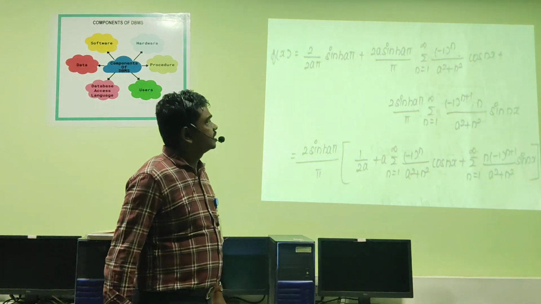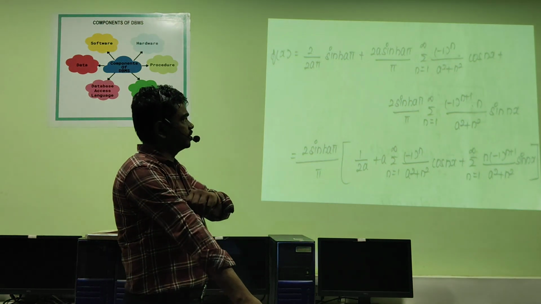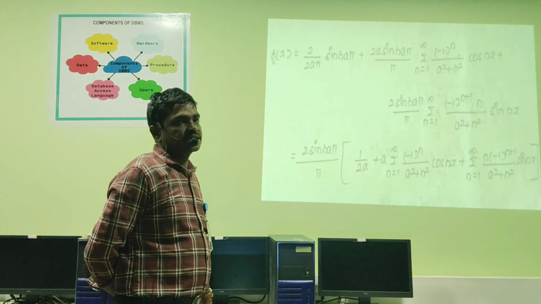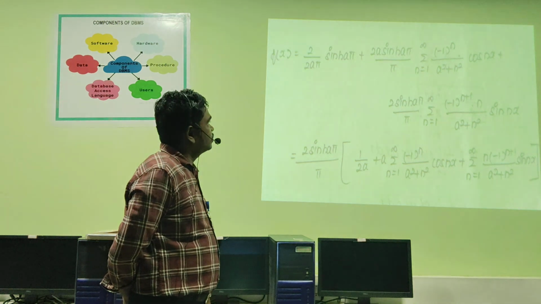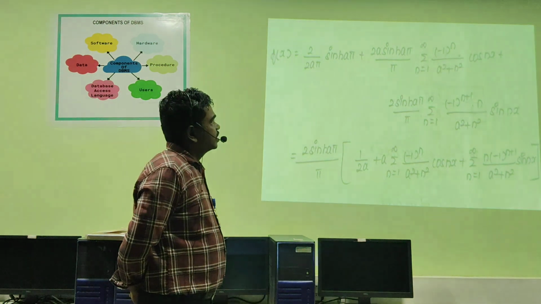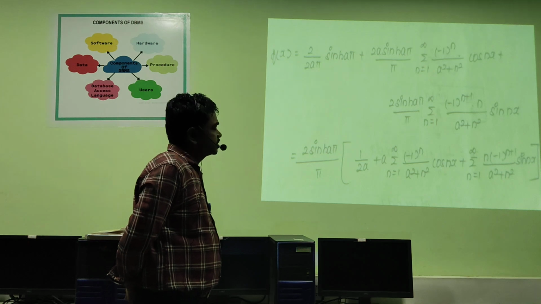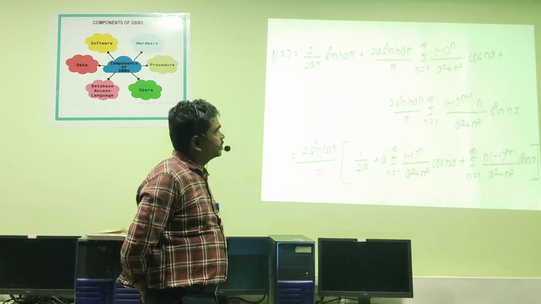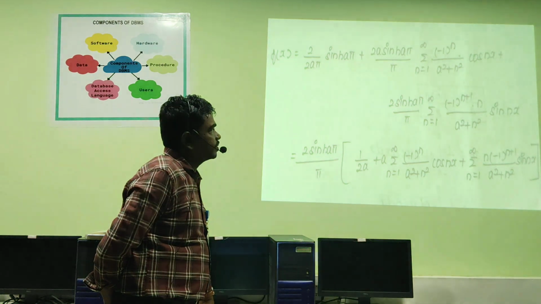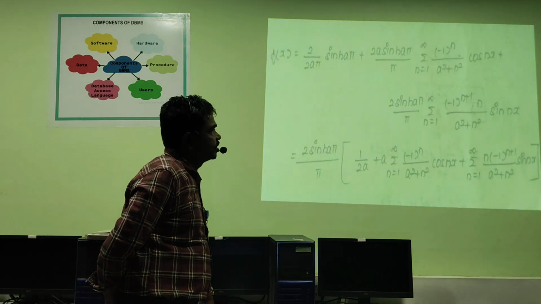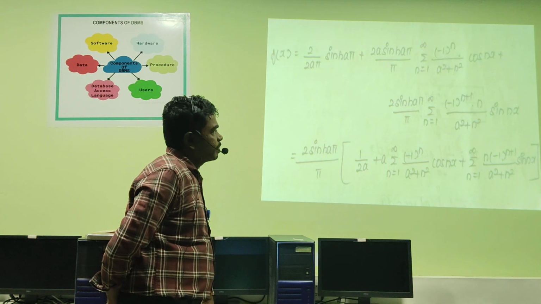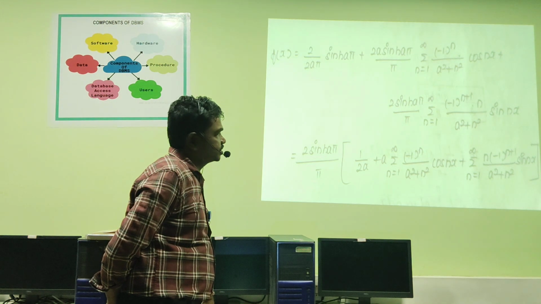f(x) = a0/2 + sigma n=1 to infinity an cos nx + sigma n=1 to infinity bn sin nx. So we can apply the values a0/2, and then an, and then bn. So finally f(x) = 2 by 2a pi sinh(a pi) + 2a sinh(a pi) by pi sigma n=1 to infinity (-1)^n by (a square plus n square) cos nx + 2 sinh(a pi) by pi sigma n=1 to infinity (-1)^n by (a square plus n square) sin nx.